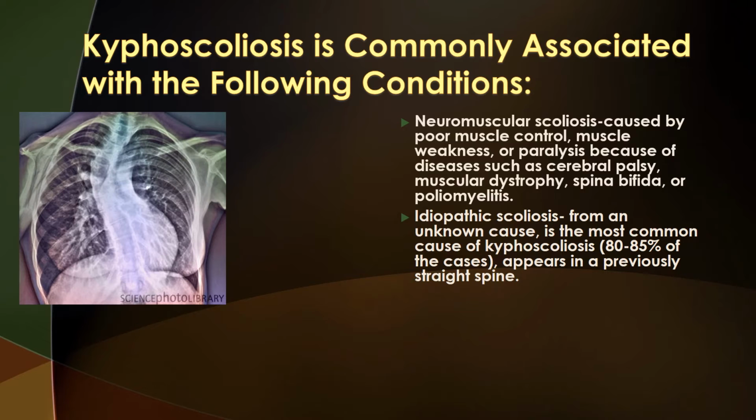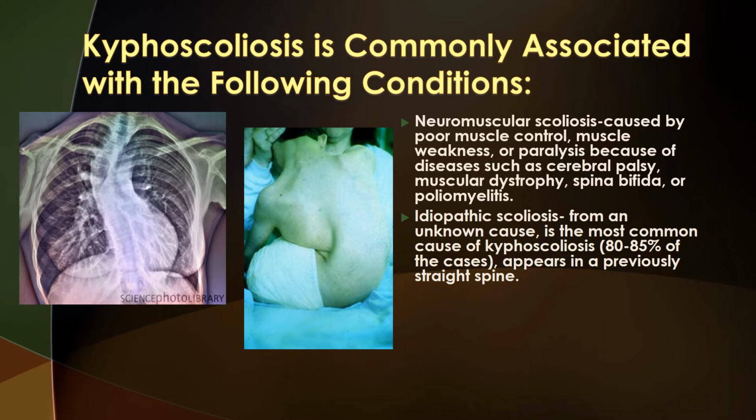that appears in a previously straight spine. And I also want to mention that for neuromuscular scoliosis, progression of the curve occurs more frequently than in idiopathic scoliosis. The progression most likely continues into adulthood, and the long-term effects of the spine deformity can make the person disabled, such as losing the ability to sit. For example, in this picture, when the deformity is severe like in the picture, surgery and stabilization are both needed.